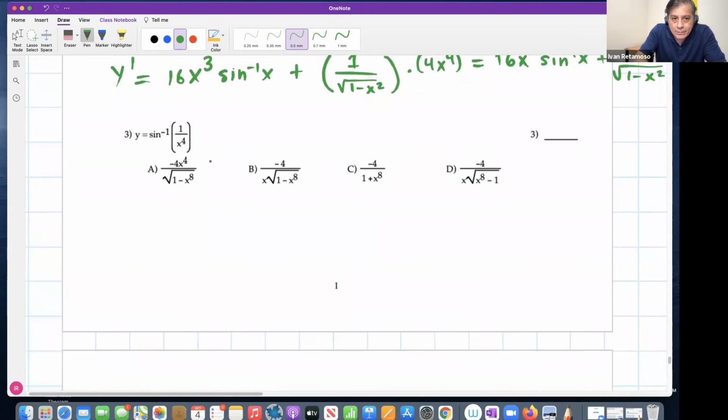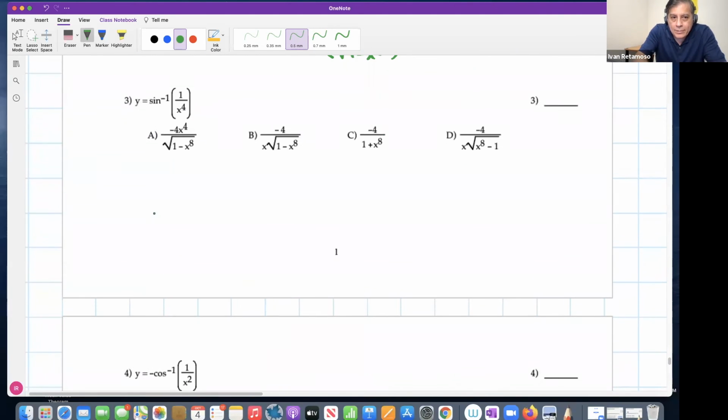So now I'm going to show you some tricky forms. For example, this form where the inside function comes as 1 over something. I'm going to do number 3, and then I will ask you to do number 4, okay? Let me show you this. Suppose they say compute the derivative of this function, sine inverse of 1 over x to the 4.